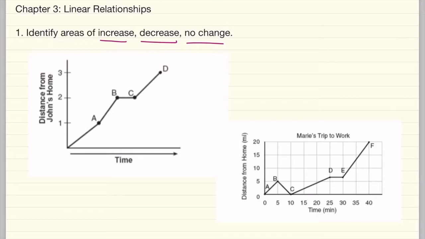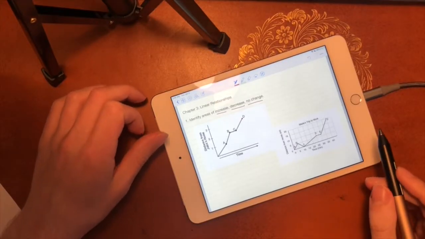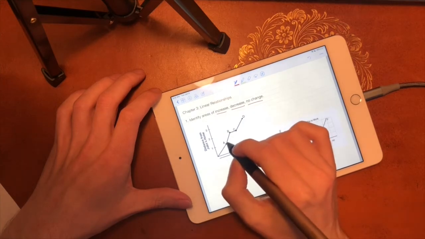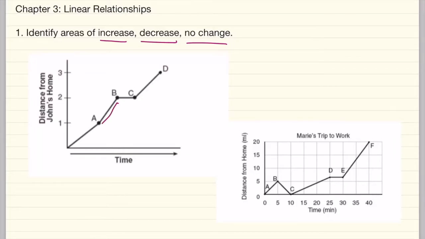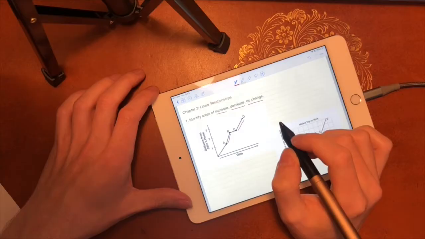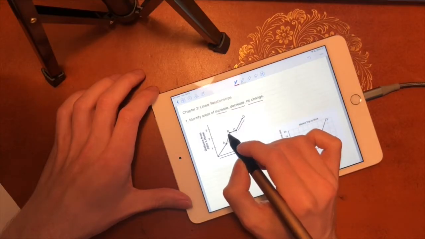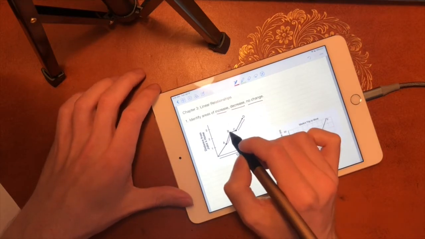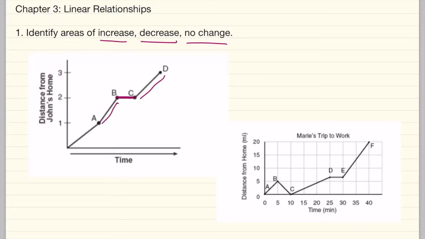decrease, or no change. So when we're looking at a graph, we want to make sure that we can identify places where the graph increases. For example, from A to B, we see increase. From C to D, we see increase. But from B to C, we don't see increase, and we actually don't see decrease, so we would call that an area of no change from B to C right here.